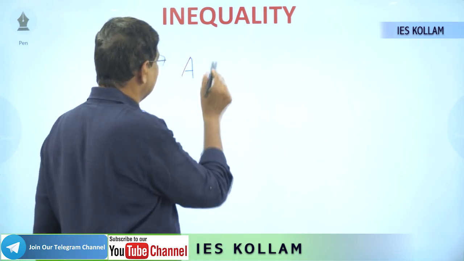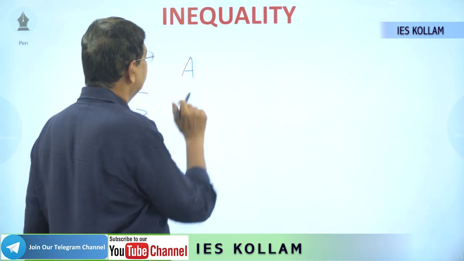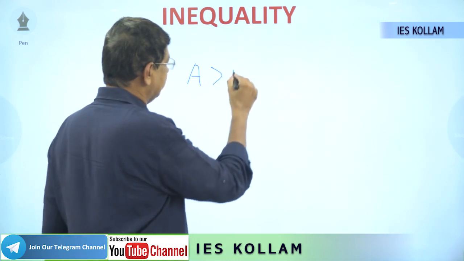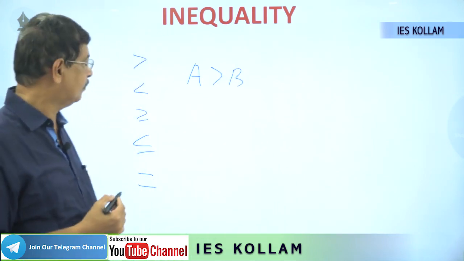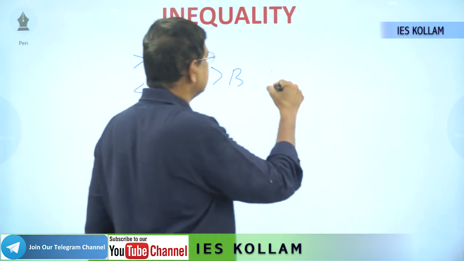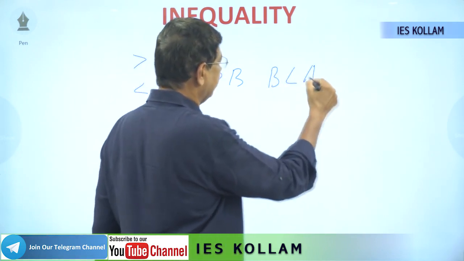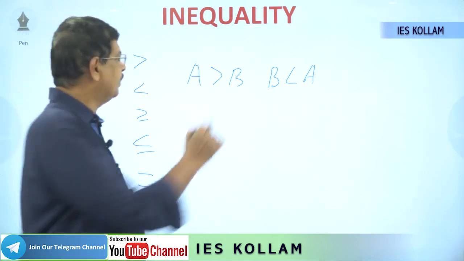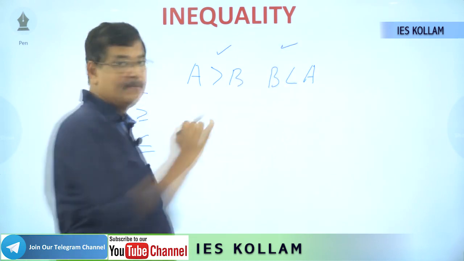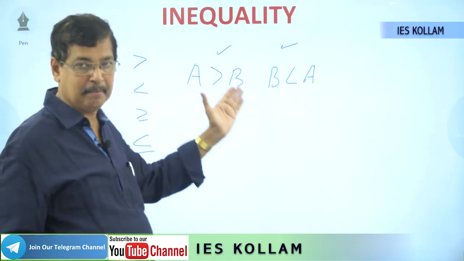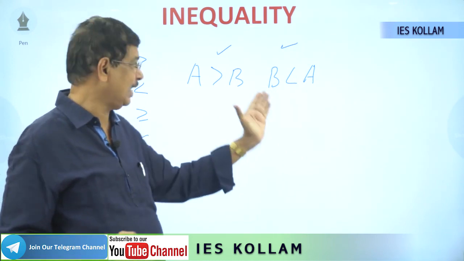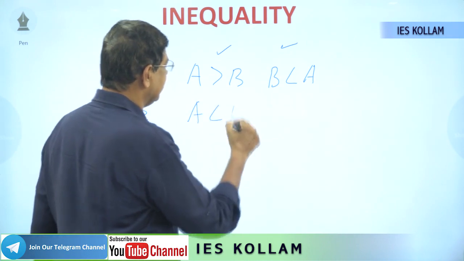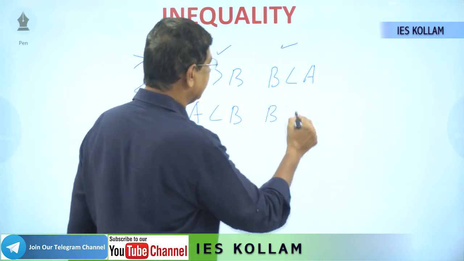A simple statement: A greater than B. Definitely we can rewrite that as B less than A. A greater than B, very easily we can rewrite as B less than A. The first one and second one are both the same, no doubt. If you are starting from B, B less than A. Similarly, A less than B, you can rewrite as B greater than A.